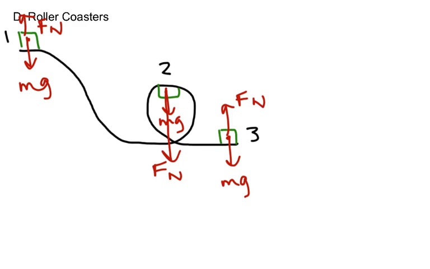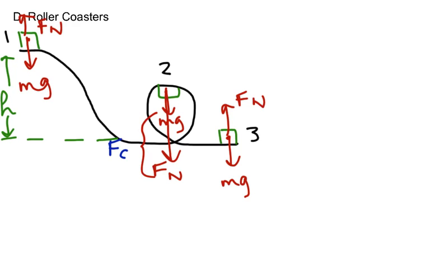In case 2, notice that the car is going in circular motion, so the net force acting on this car, which is the weight plus the normal force, because they're in the same direction, is equal to the net force acting on an object when it's moving in a circle, and that is called your centripetal force.